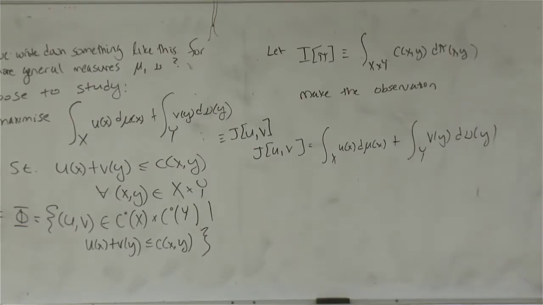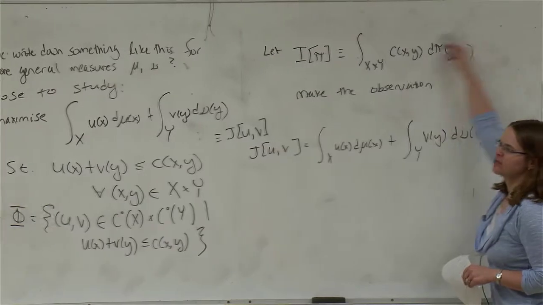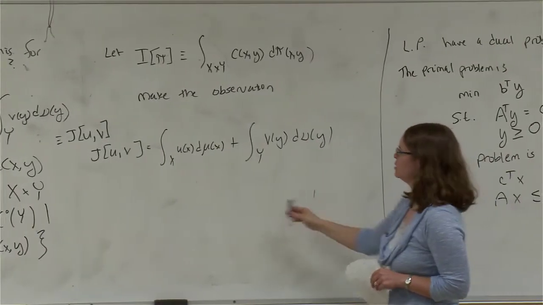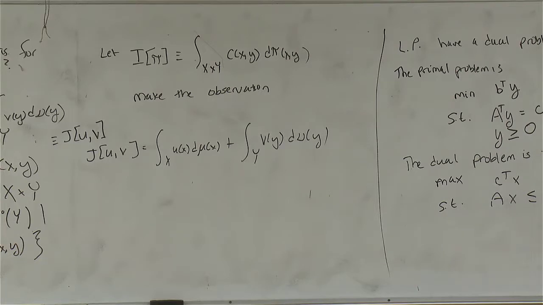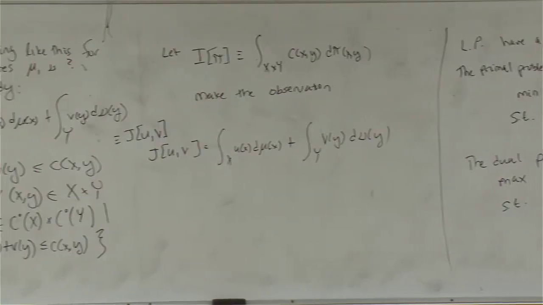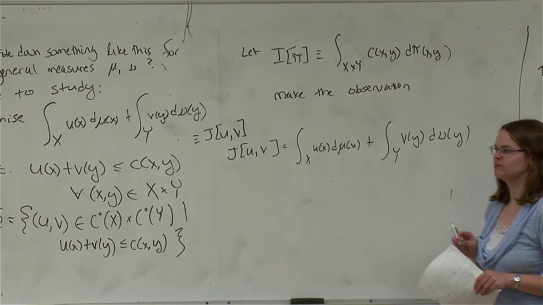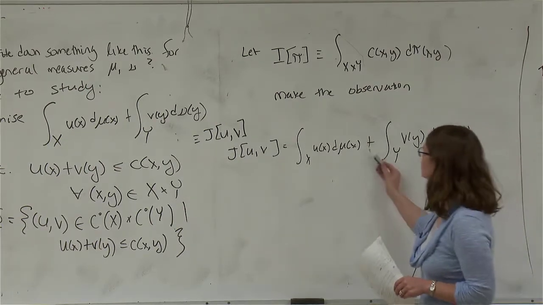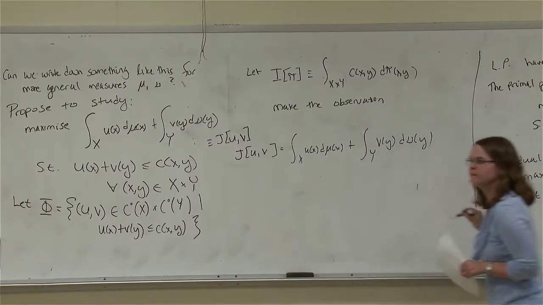I would like to somehow get this related to something like this, which means I need to turn this into an integral over the product space somehow. How can I do that? I can use the marginal values, exactly. There's a known relationship between this mu and this pi, as long as pi is feasible.